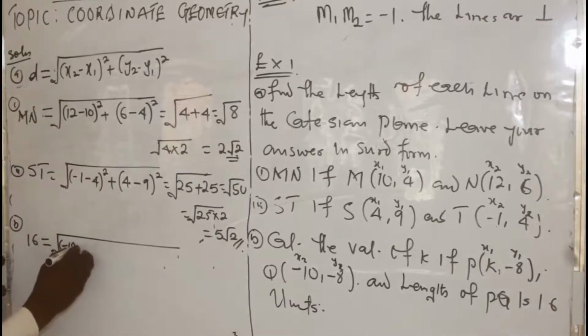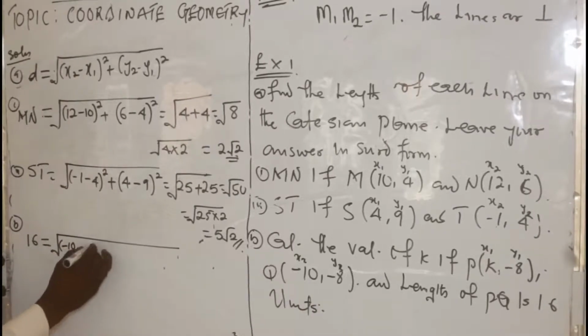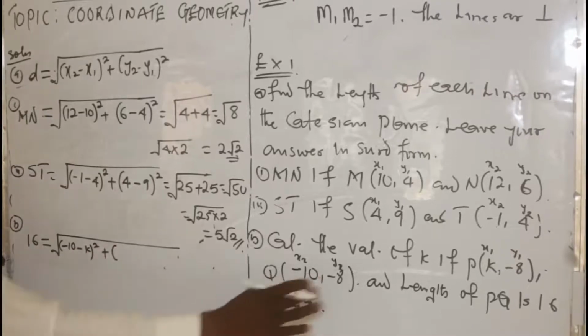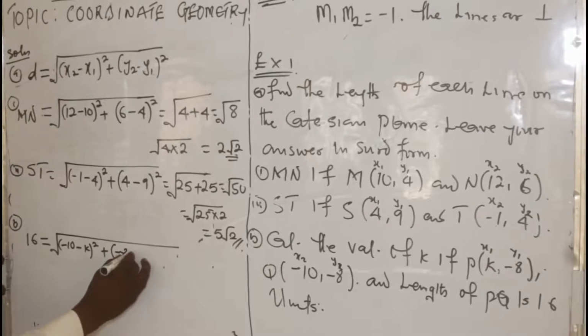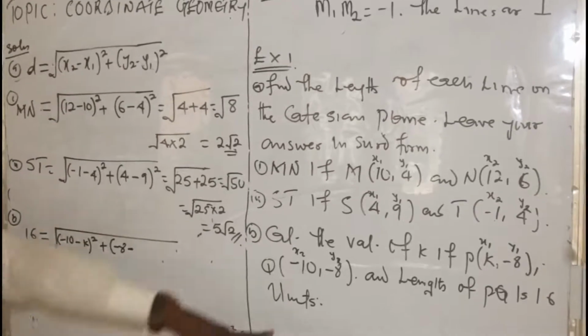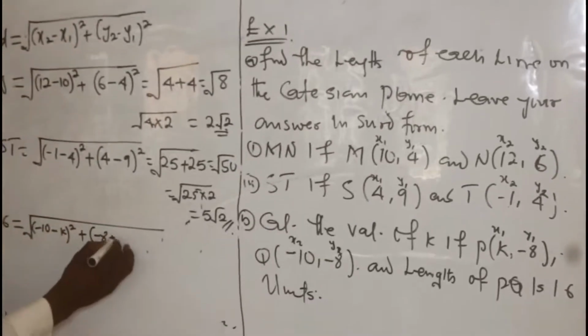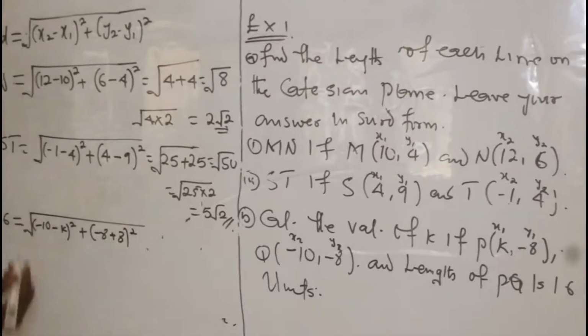Minus 10 minus what? K, all square, plus, what is our y2? Minus 8, minus minus, right? So it's going to be plus. So minus 8 plus 8 all square. So what do you have now?